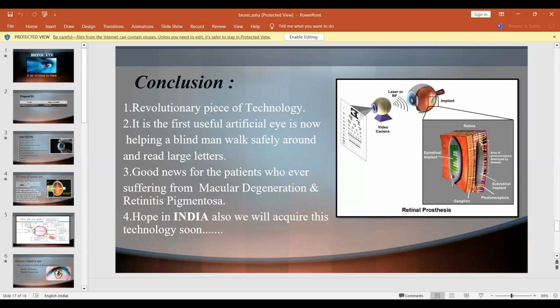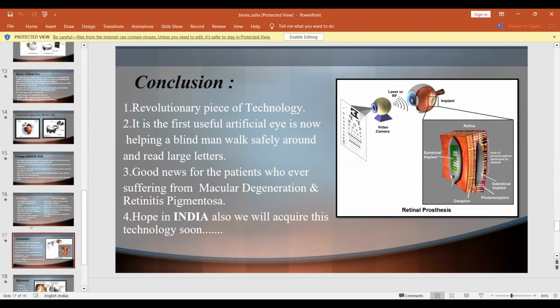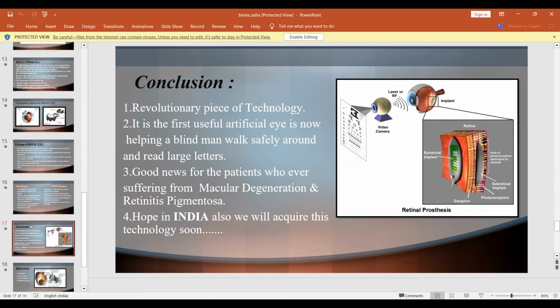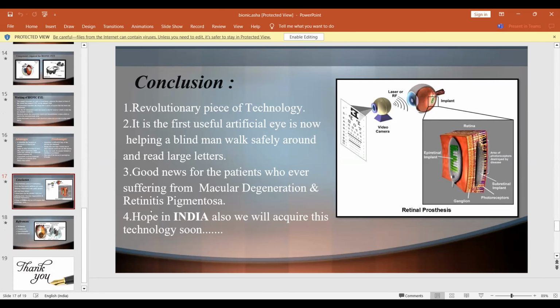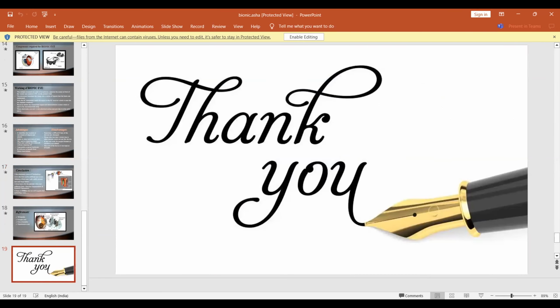Basically this Argus 2 was helpful to blind people and people facing problems with the retina. I hope we will get this technology in our country as well soon. This technology will help people who are blind and who are facing problems with their retina. As we know, so many children by birth are not getting their visibility. To overcome this, the scientists invented this technique. To conclude, thank you for giving me this opportunity.